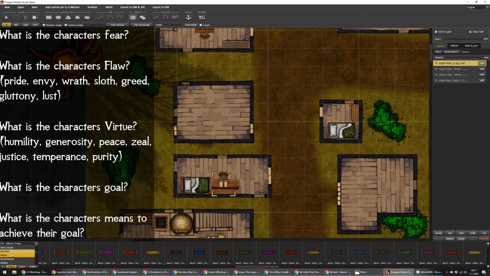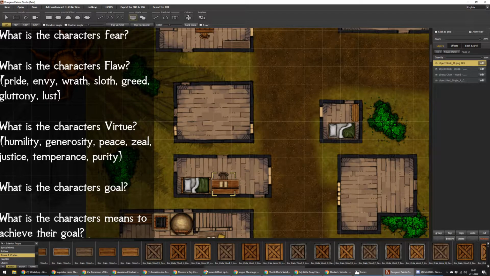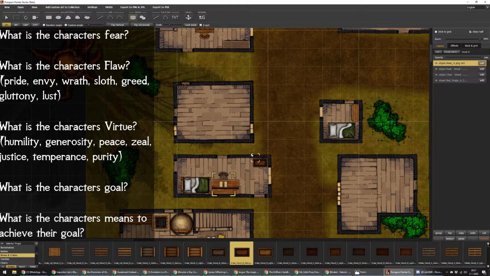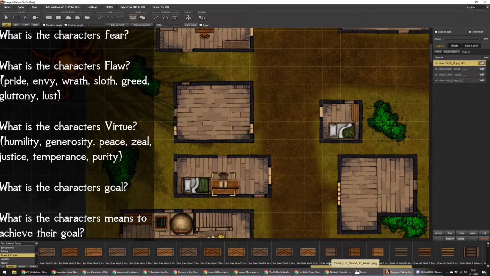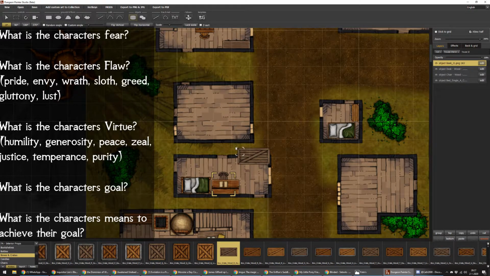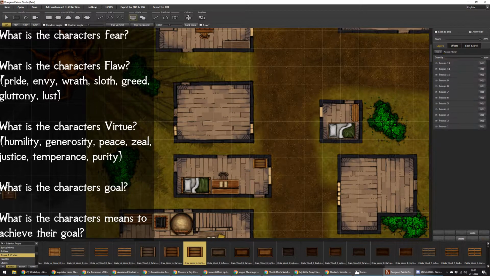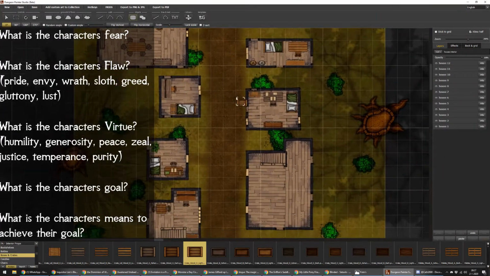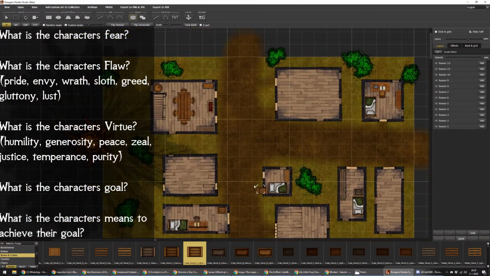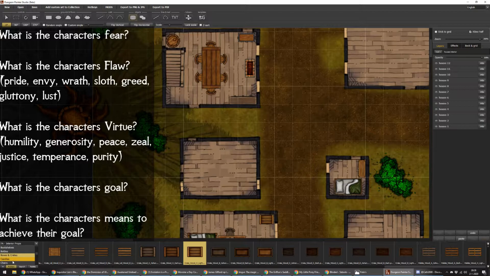What would be their virtue? Well, let's go with humility. They are humble. They have this very earthly fear of losing their ship, and so they are humble. They are careful not to upset things that may be a danger to them.